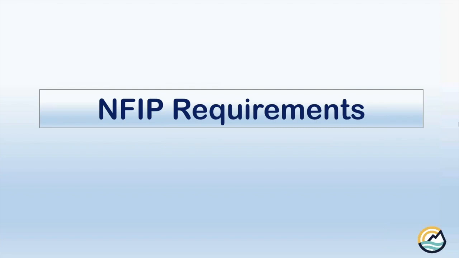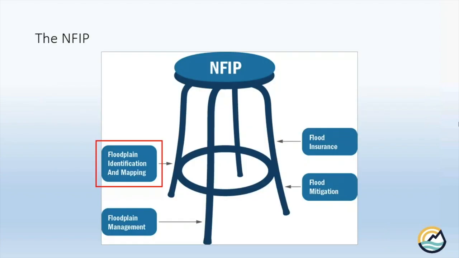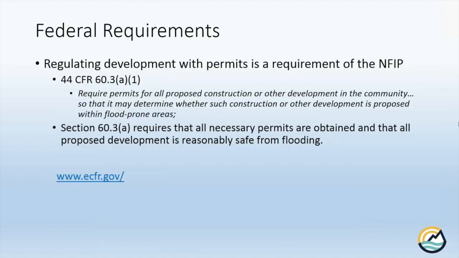So now we're going to move on to the NFIP requirements. We just covered the identification and mapping part. Now we're going to take a look at that second leg of the stool, where we're actually talking about, okay, now we know where those risky areas are. What are we going to make people do about it?